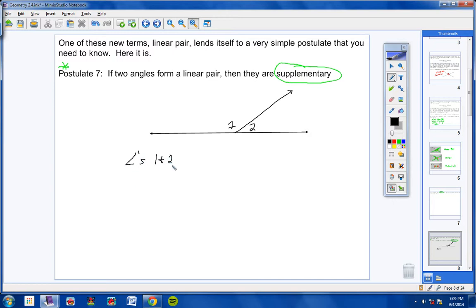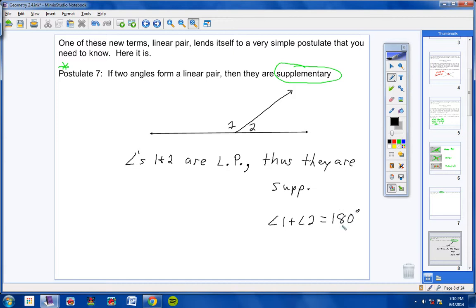Angles 1 and 2 are what? What are they, students? You should know they're a linear pair. So as soon as I tell you that angles 1 and 2 are a linear pair, then we can say, thus, they are supplementary. Okay? By the way, what's that mean? That means if you take angle 1 plus angle 2, you might want to write this down, you're going to get 180 degrees. So again, if two angles form a linear pair, then those two angles are supplementary. They will add up to, or they will have a sum of 180 degrees.